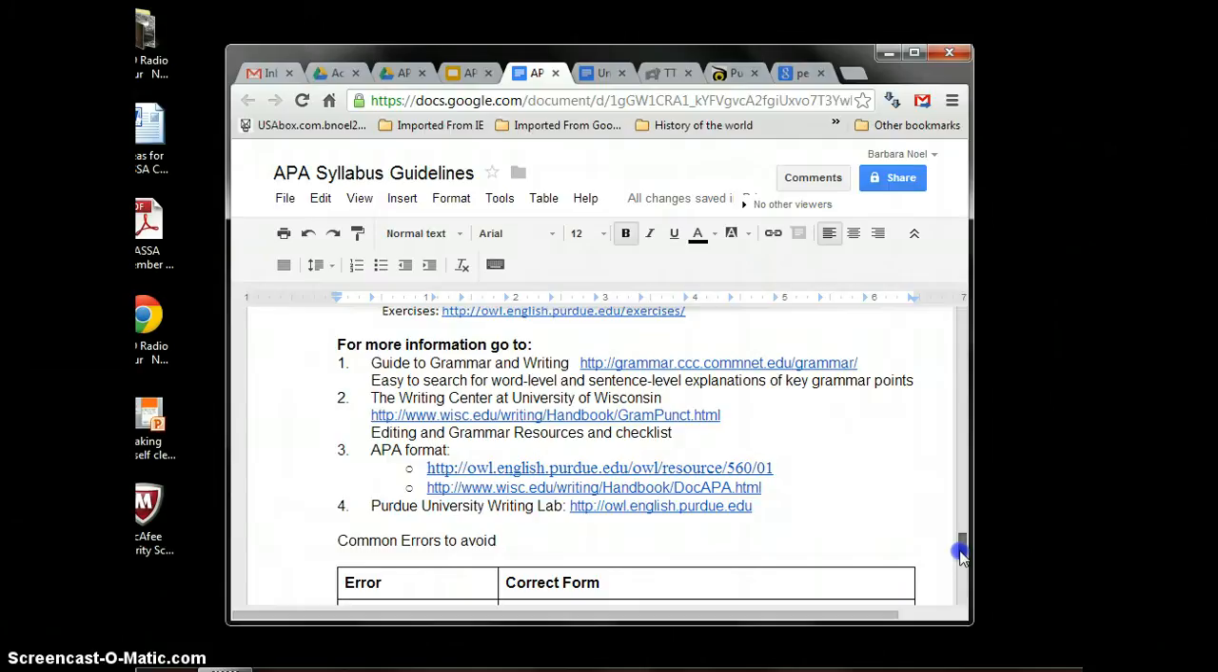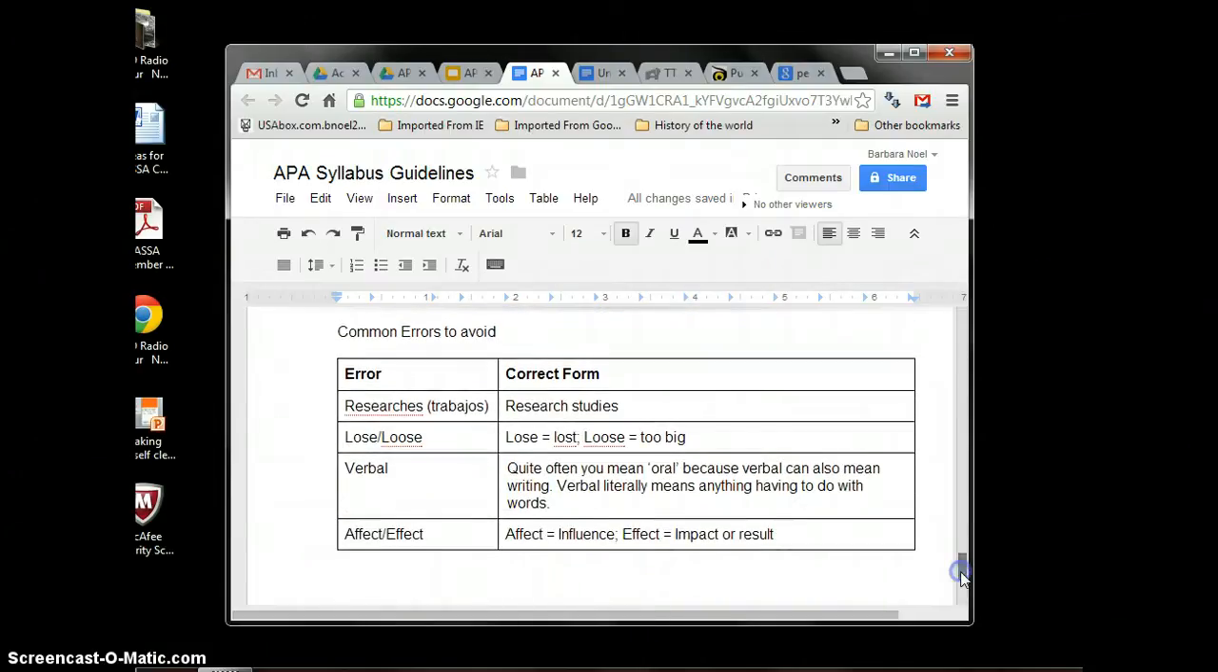Okay. And then here are just some brief clarifications on common errors. A lot of native Spanish speakers that write in English can be really good writers in English, but even then, there are a few little glitches, as we all know. And so, for example, you'll want to say research studies instead of researches. The correct form is research studies. In Spanish, you'll want to say trabajos, and that's perfectly grammatical. But in English, you'll want to say research studies. And here are a few other common errors and the way to write them correctly.